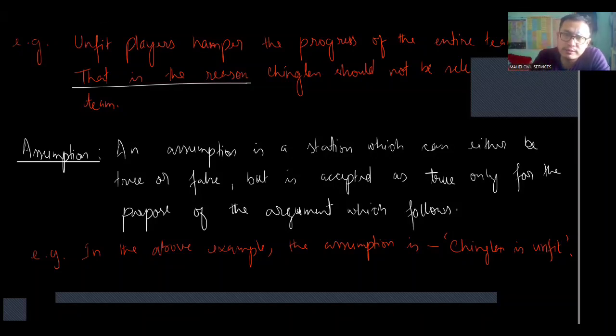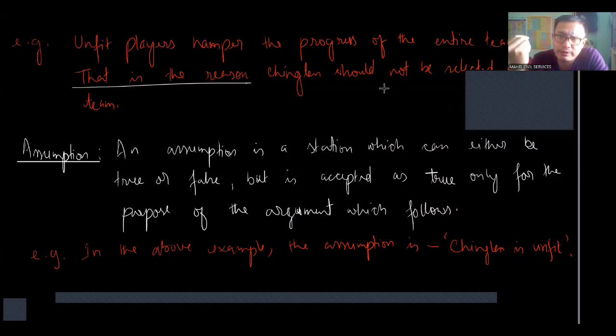So the premise, the argument, that is the reason Chinglen should not be selected in the team. Chinglen should not be selected. This is our argument. So Chinglen should not be selected, we have to assume that Chinglen is unfit. So Chinglen is unfit, explicitly inferred, and the argument is Chinglen should not be selected in the team.